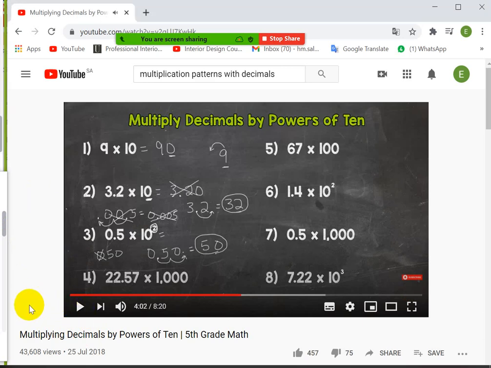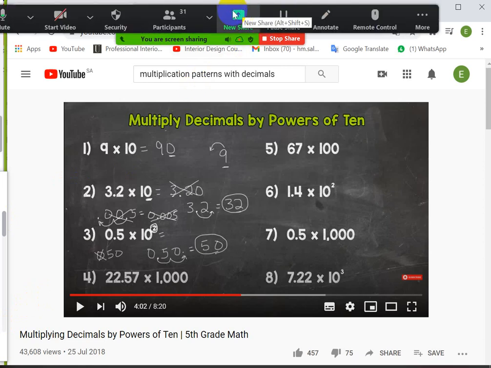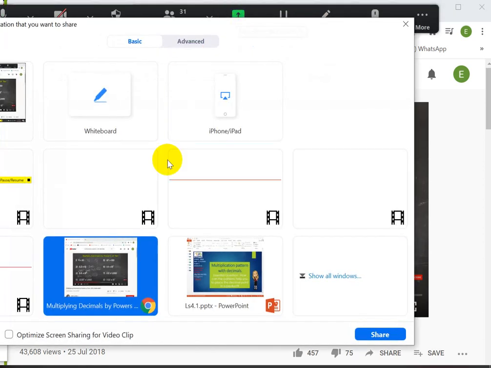Okay girls, so just to remember the idea of how to multiply decimals with powers of 10. You remember we talked about this idea when we started with decimals, right? So let's return now to our lesson.